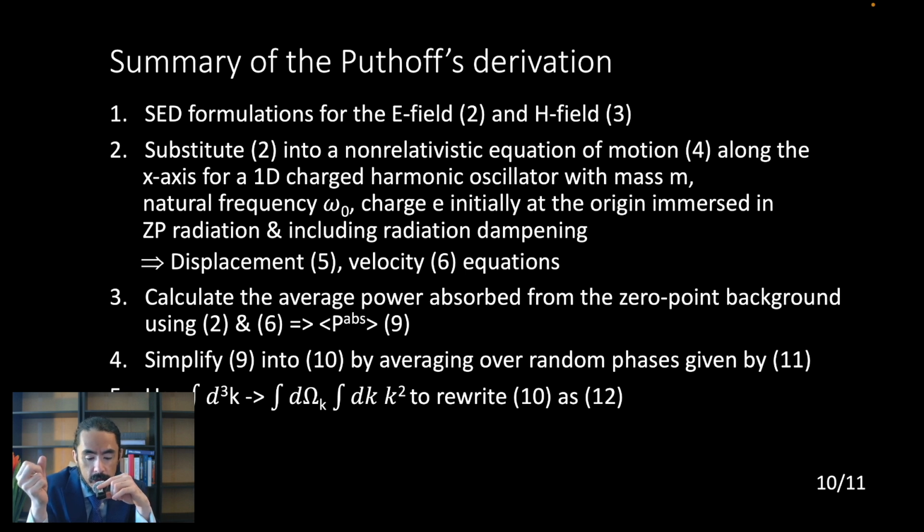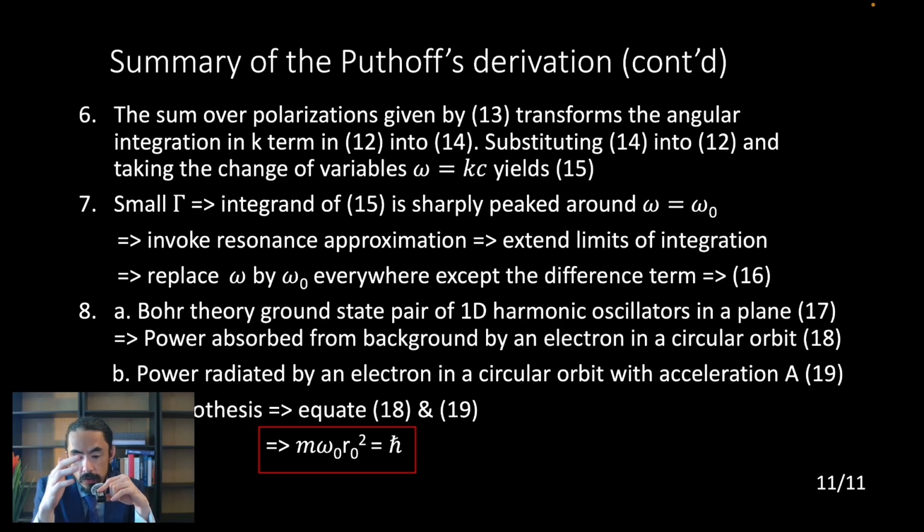You combine the velocity equation with the electric field stochastic relation from the beginning, and you get this average power absorbed from the 0-point background. Then you do several steps of mathematically manipulating this, and in the final step you use the classical Bohr theory arguments to come up with the final statement of angular momentum equals n times h bar. Set n equal to 1, and you get the energy at the ground state for this atom.